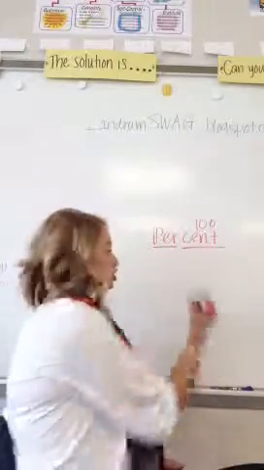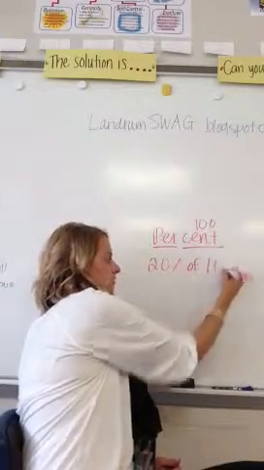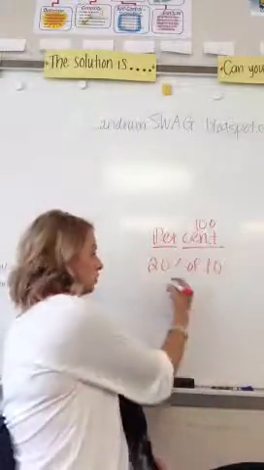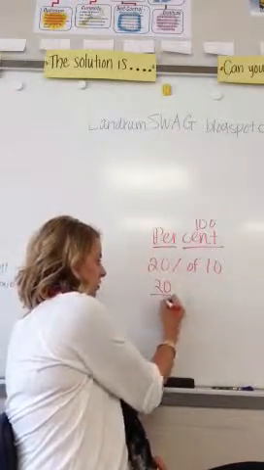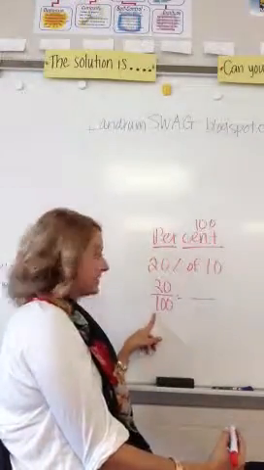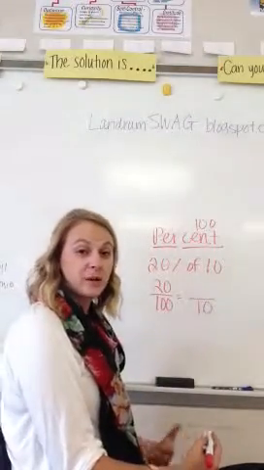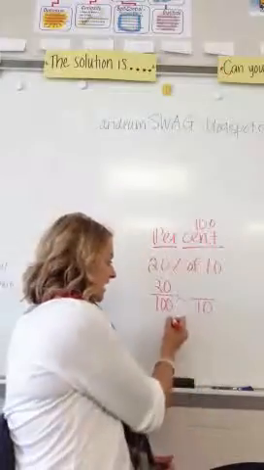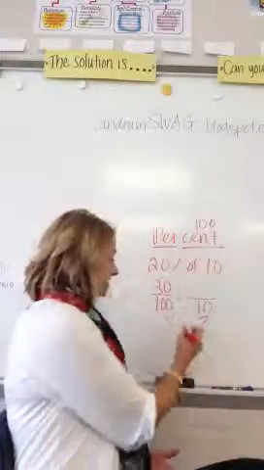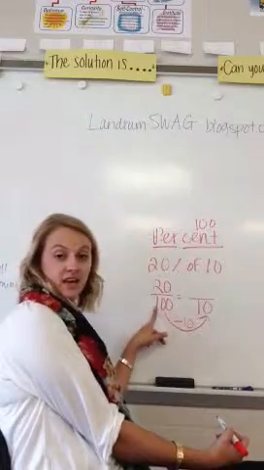So if I'm looking for 20% of 10, 20% means 20 per 100. So 20 per 100. And I want to know, how much is that out of 10? So I'm setting up a proportion, and it looks pretty scary, but it's not. I have to figure out, how did I get from 100 to 10? When I think about it, I divided by 10. Because if I work backwards, 10 times 10 is 100.